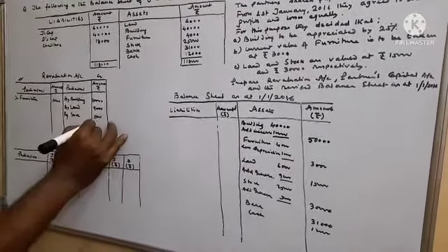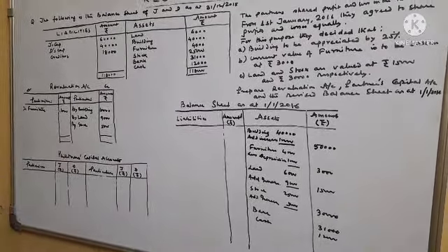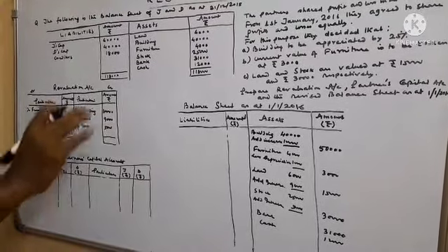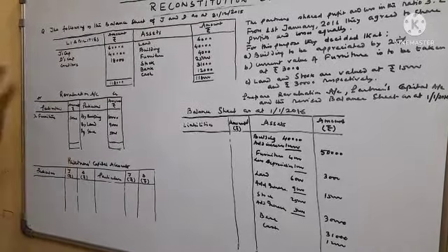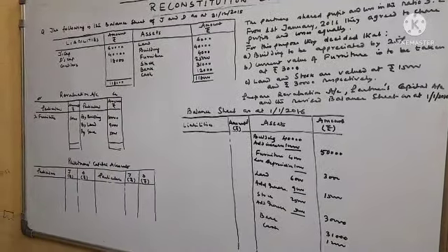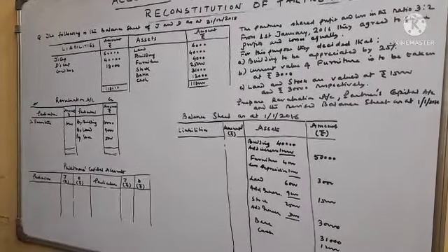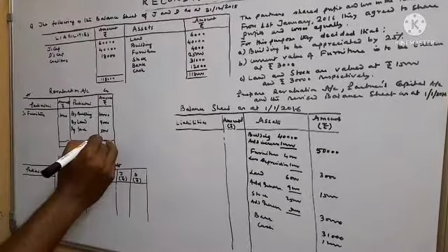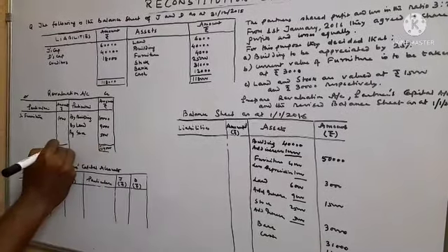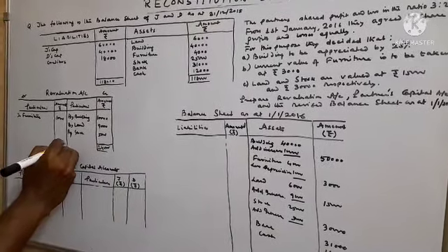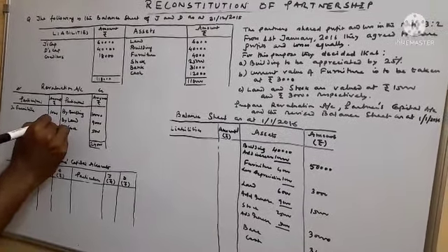Now revaluation account, previously we discussed. Now we have to see which side is greater, debit greater or credit greater. If credit side total is greater than debit side total, then profit on revaluation will arise. That profit on revaluation will be transferred to what account? Transferred to partner's capital account. Now it will be how much? 24,000. So credit side is 24,000 greater than debit side. So profit on revaluation how much becoming? It will be 23,000.